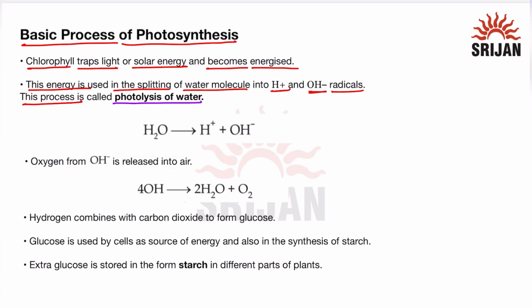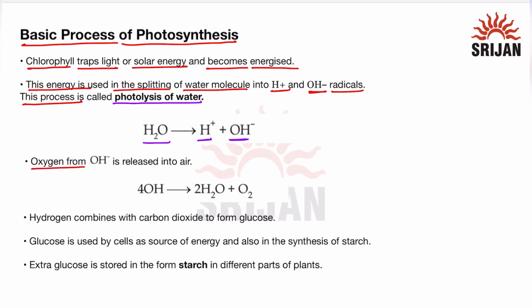Now this energy of sunlight is used in splitting of water molecule into two parts. First is H+ ion and second is OH- ion, and this process where there is splitting of water molecule is known as photolysis of water. So we can see in this equation where H2O is broken down into H+ ion and OH- ion by the energy of sunlight.